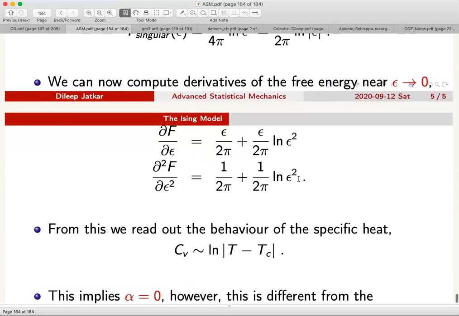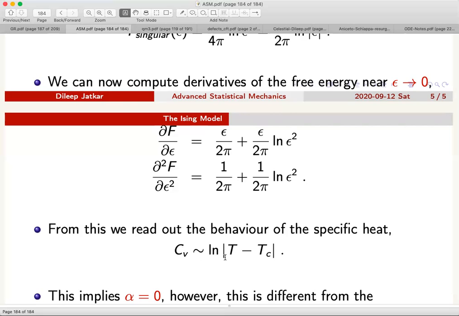T minus Tc, if you treat epsilon to be a measure of how you approach criticality in terms of temperature. Now notice that the specific heat going as log of T minus Tc would tell us that the specific heat exponent alpha is 0, because this is going as log.